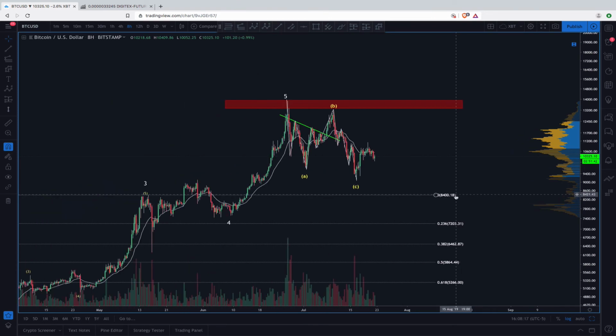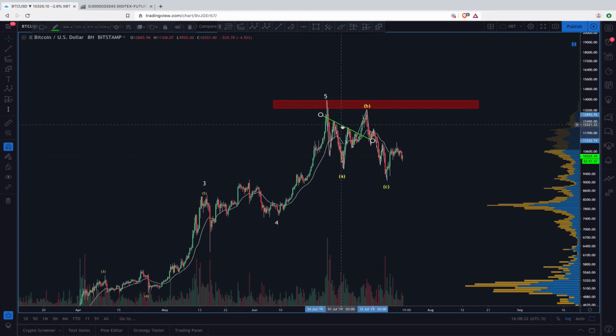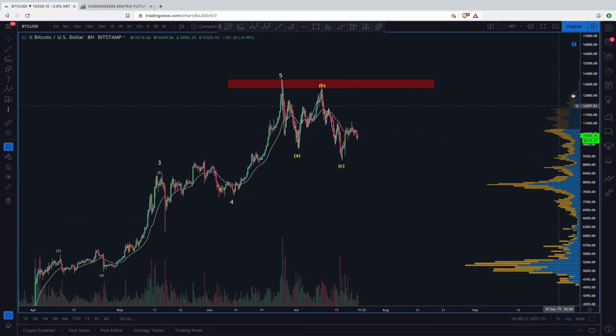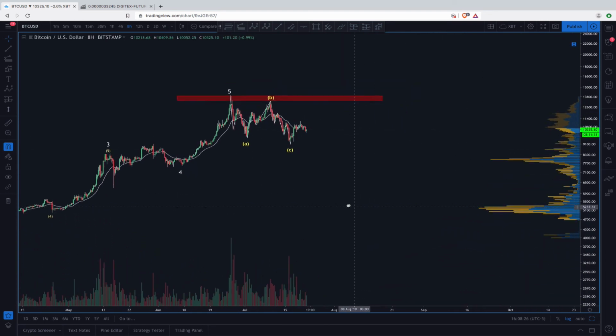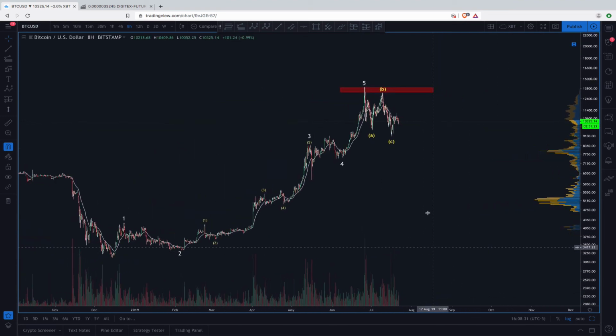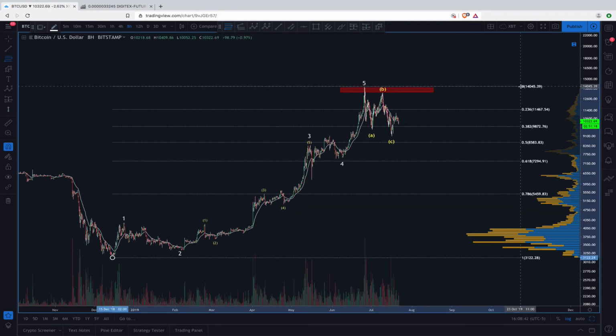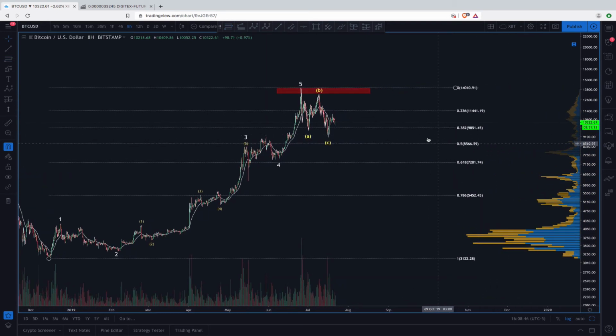Now, what we need to look at is the fact that, okay, we have an ABC correction. It looks very technical, like it could be complete, but is it logical that we would be complete on a correction of this total move? So we have to look at the fib level from this entire move here. If we look at that, we've only got between the 382 and the 50.